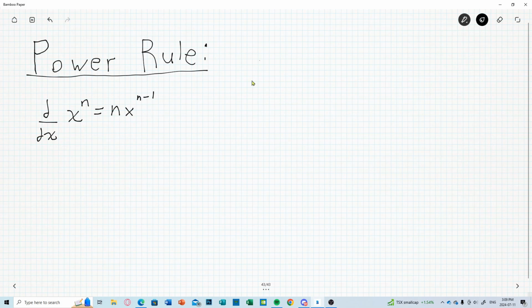So an example of this is if we have y is equal to x cubed. If we take the derivative of y, what we're going to do is we're going to drop this 3 down up front, and we're going to subtract 1. So now it will become 3x squared.